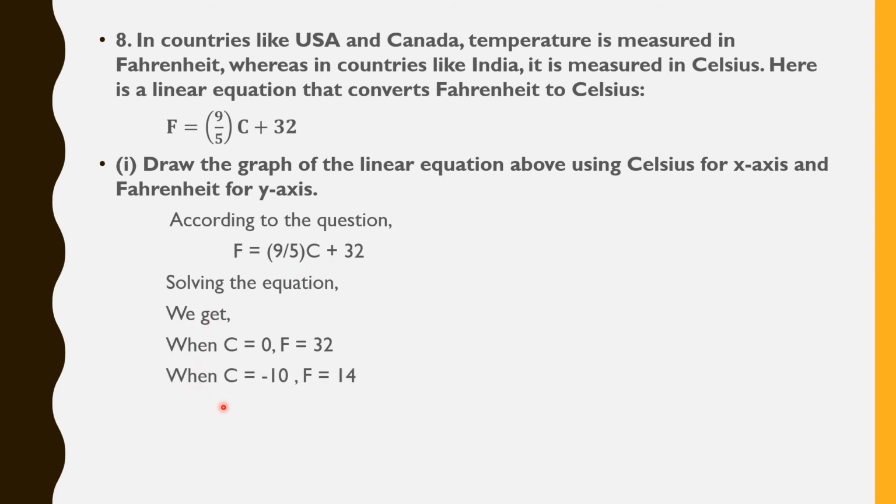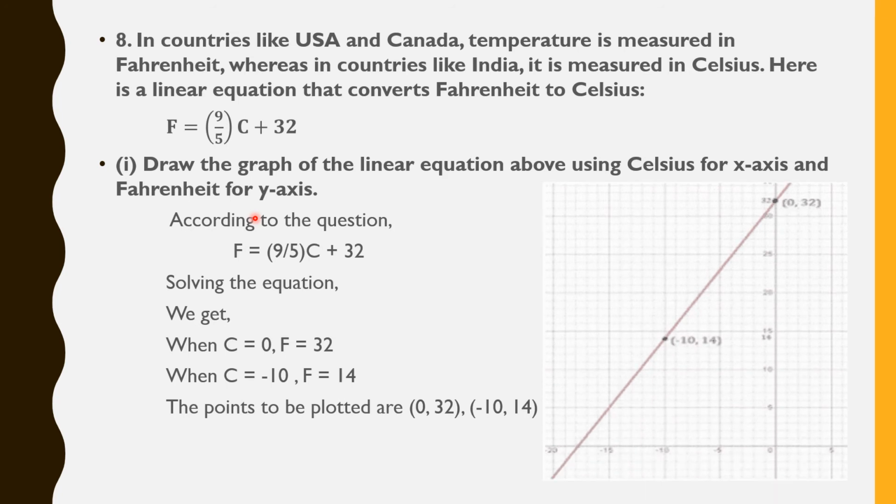Now substituting C as minus 10 in this equation, F = 9/5 C + 32, I will get the F value as 14. So the points to be plotted are (0, 32) and (minus 10, 14). Here we are given that we have to take Celsius for the x-axis and Fahrenheit for the y-axis. So following is the graph of this given information.